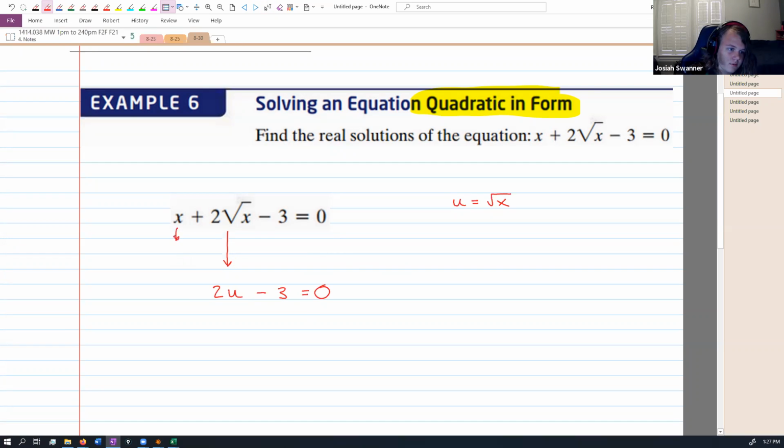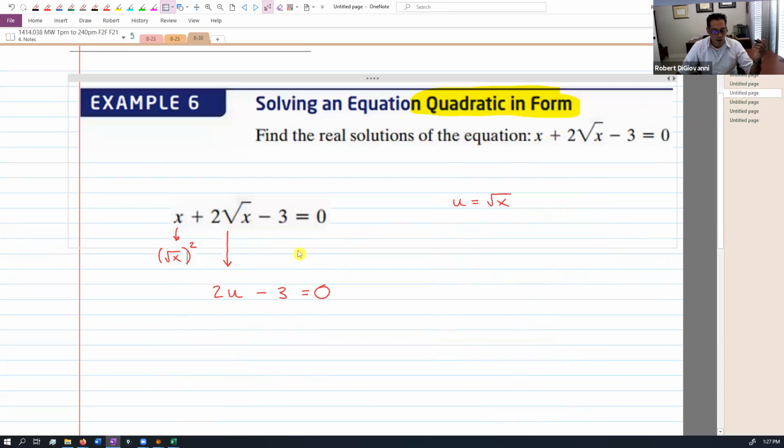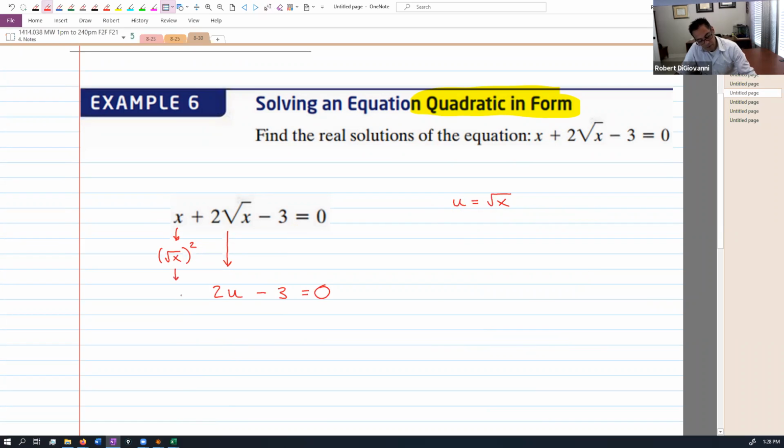Yes, so Josiah is seeing that that x is actually the square root of x squared. Everybody has to see that. So it's not like the previous problem where it was obvious, x squared minus 1, x squared minus 1, oh, that'll be the u. It's not as obvious in this problem. You have to realize that x is the square root of x squared. And if you do the substitution that Josiah said of square root of x, then this indeed will become u squared plus 2u minus 3 equals 0.